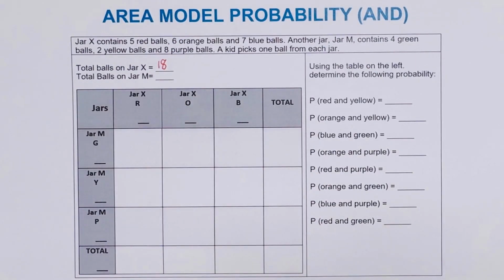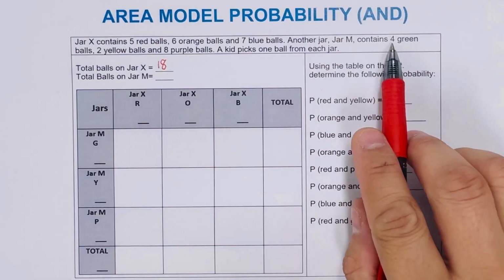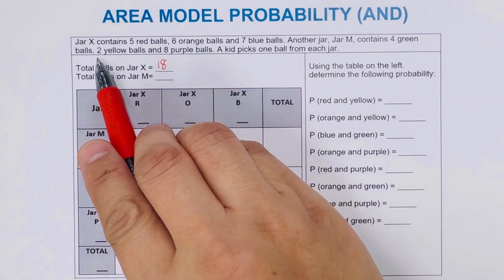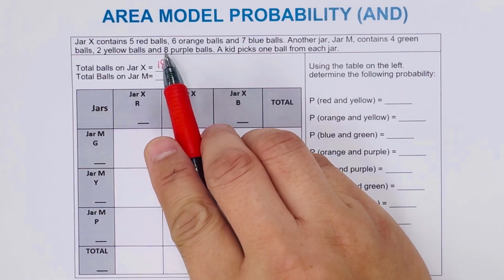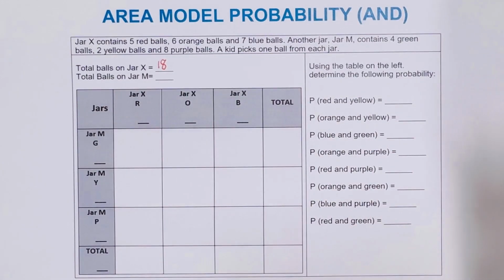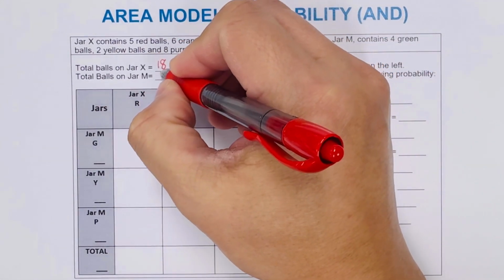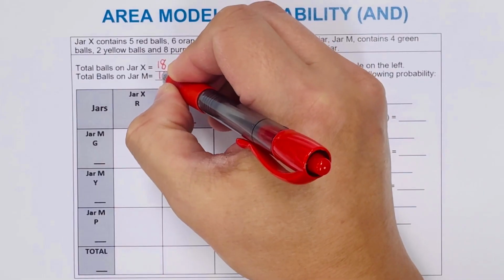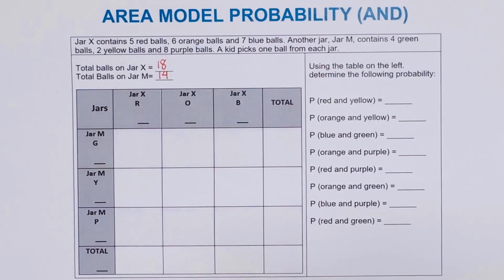And then we have another jar, which is labeled jar M. It contains 4 green, 2 yellow, and 8 purple. So we add everything. 4 plus 2 is 6, plus 8 is 14. So there are 14 balls inside jar M. So these are the total number of balls for each of the jars.